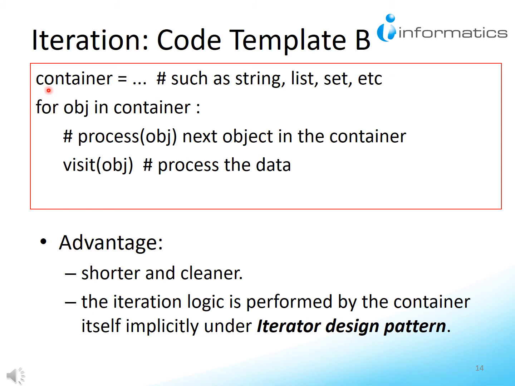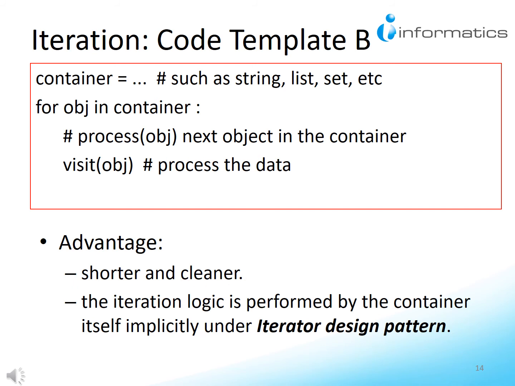Again, let container be any compound structure such as string, list, set, etc. The for loop asks for the next object in the container and stores the object in the variable obj, if any. Otherwise the loop terminates. The loop body concentrates on the business, namely, process the next object in the container. The advantages of this code template are: 1. The code template is shorter. 2. The code template is cleaner.